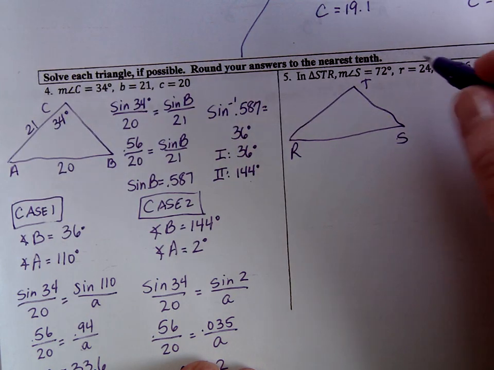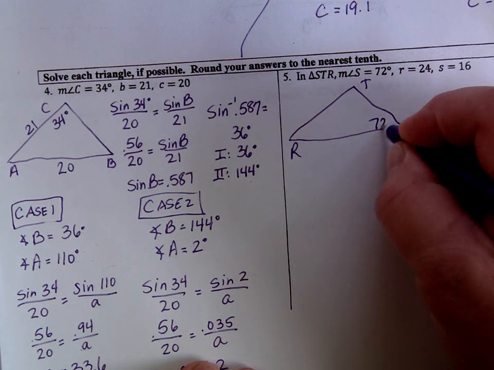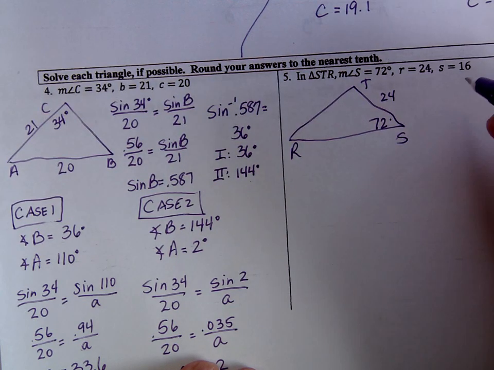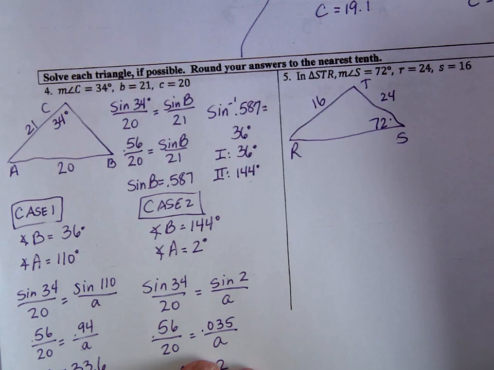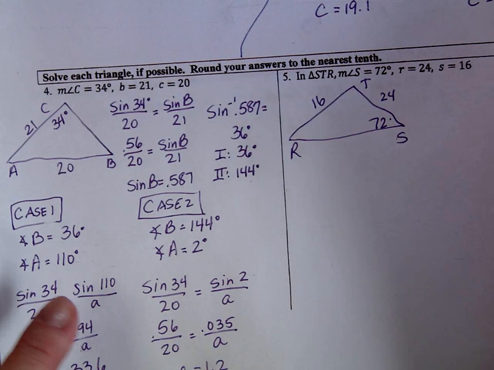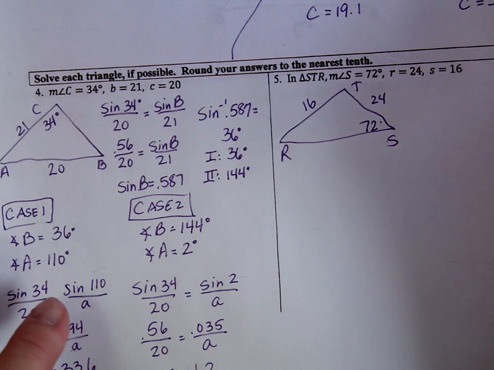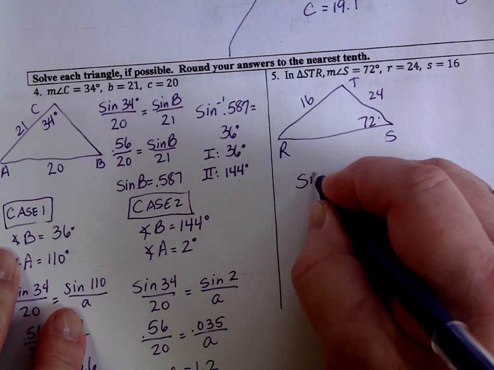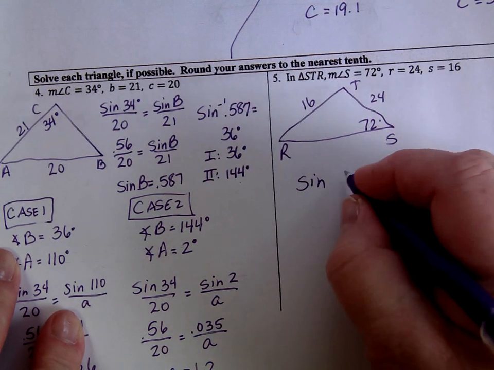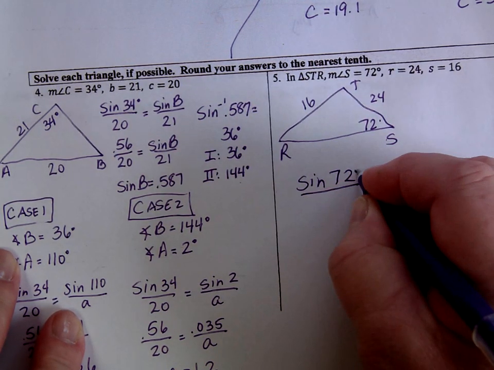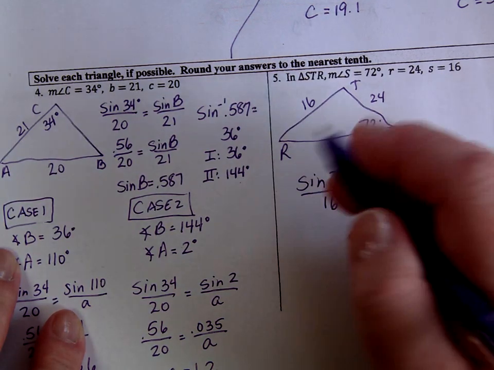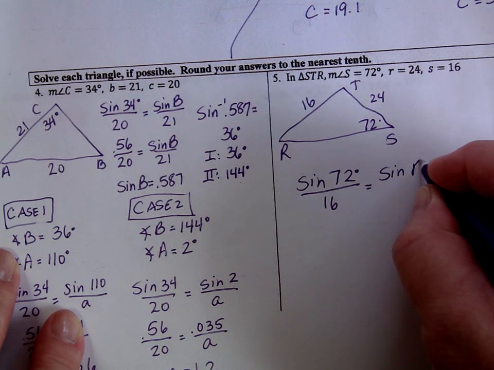Angle S is 72. Little r is 24. Little s is 16. And so you look for the pair where you've got the same letters, the side and the angle represented, and that would be with S. And so if I look at S, that's going to set my fraction up here. So sine of 72 over little s, 16. I only know one thing about r. That means I've got r left to find. Sine of r over 24.